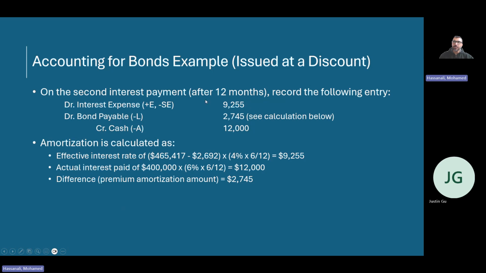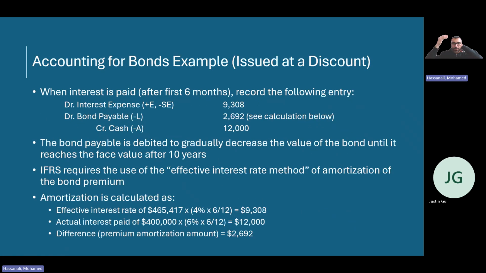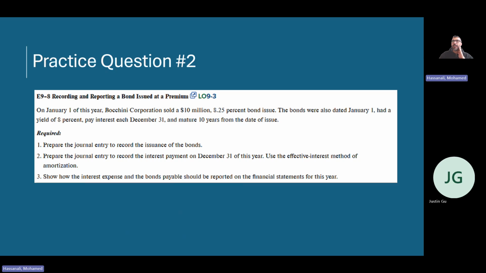Since your interest expense is a little bit lower, your amortization's a little bit higher, but your cash payment of real interest remains the same. Okay? And then you go through the same process as before, where it gradually keeps reducing the value of your bond all the way till it comes down to $400,000. Okay, so we'll do another practice question.